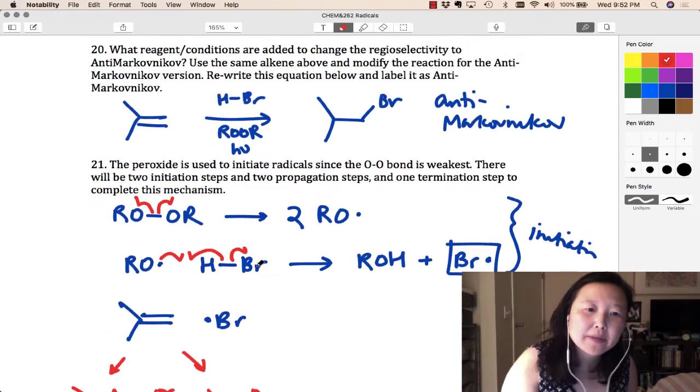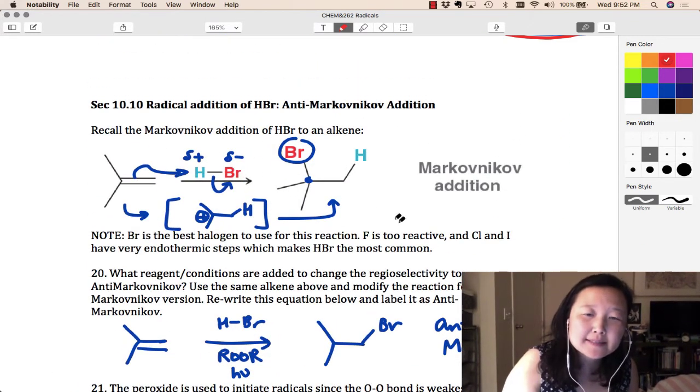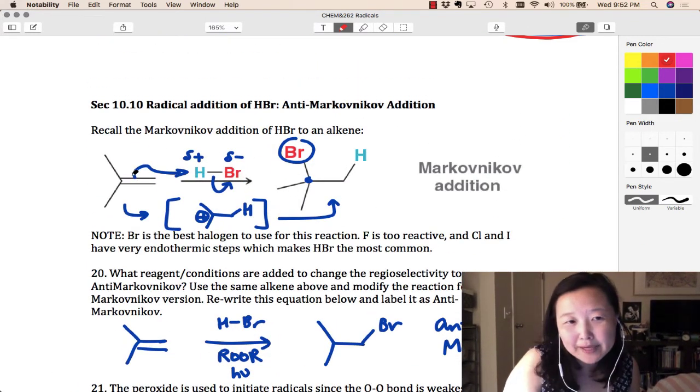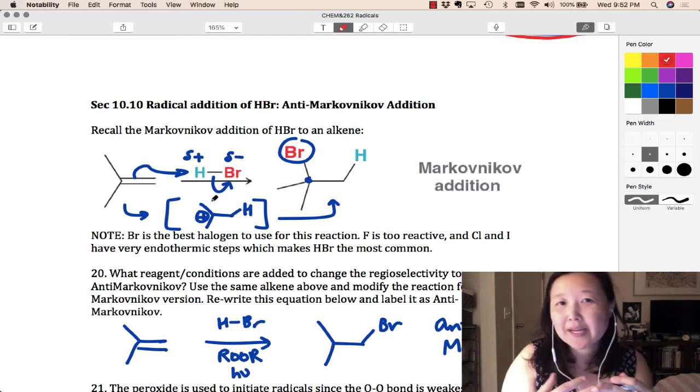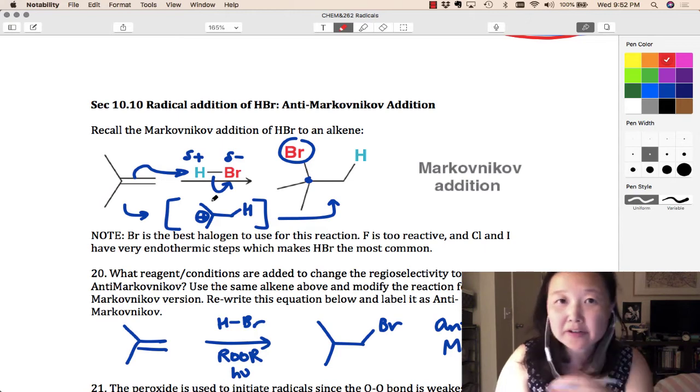And just like how we analyzed this back in the day, remember we could have the positive charge on the tertiary or the positive charge on the primary. We know the tertiary is more stable because of induction, and the electron clouds donate into that positive charge if there are more R groups.